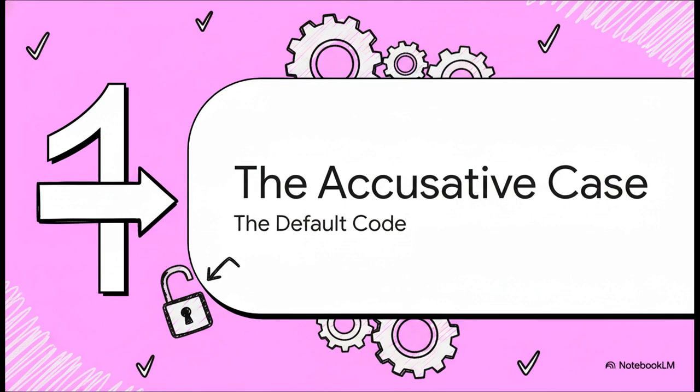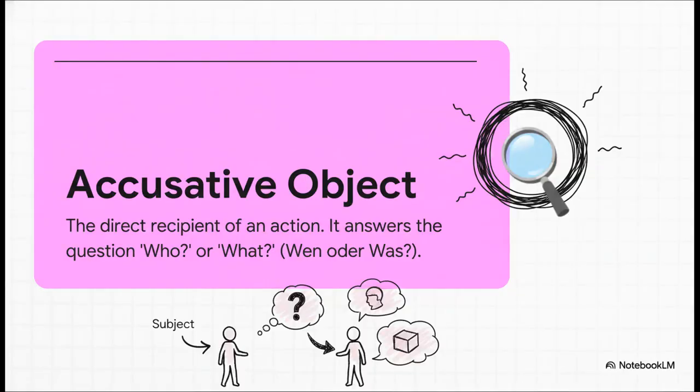Think of this as your default setting. When a verb needs an object, 9 times out of 10, it's going to be in the accusative. So what is an accusative object? Well, it's just the thing or the person that is directly getting the action of the verb. And the easiest way to find it is to just ask a simple question of the verb, who or what? If I say I see, you'd ask, you see who or what? And whatever answers that question, boom, that's your accusative object.